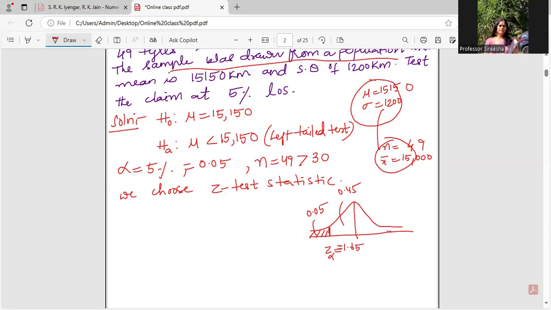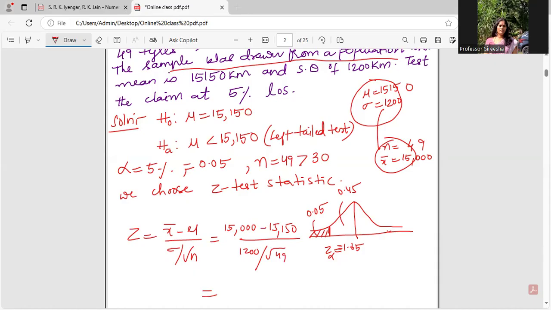What is the Z statistic? Z is equal to X bar minus mu by sigma by root n. Sigma has been given, so I can consider accordingly. X bar is 15,000 minus 15,150, by sigma, which is given to me as 1200, by root n, which is root 49, which would be 7, guys.